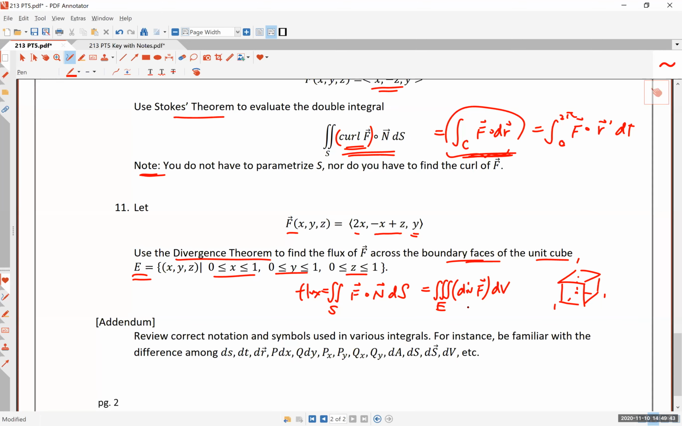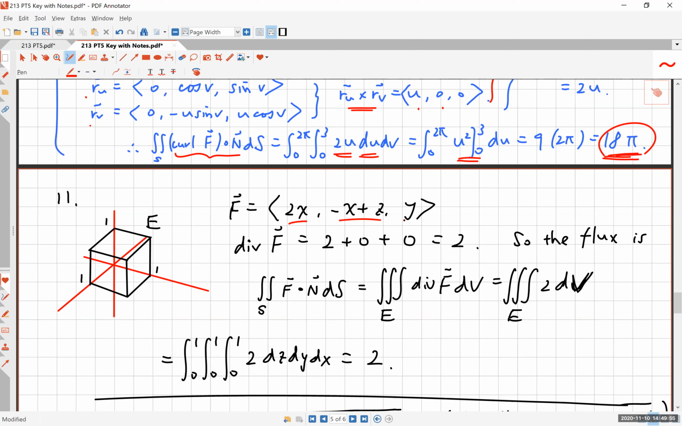If you take the divergence, take the partial of this with respect to x, this with y, that's 0, this with respect to z, well, that's 2, 0, 0, and so the divergence is 2. Clearly, this is just 2, and then if you take the 2 out, the triple integral dv is just the volume of this cube, which is 1, so the answer is 2 times 1, and 2.